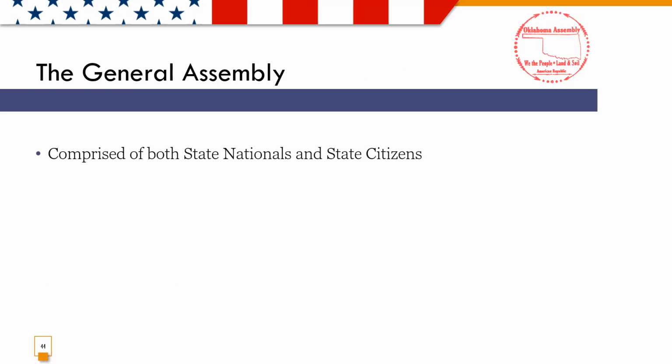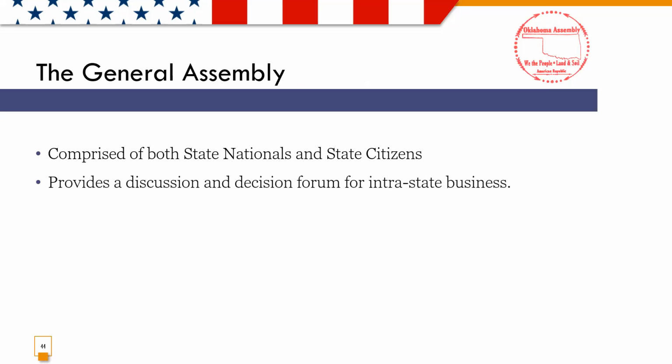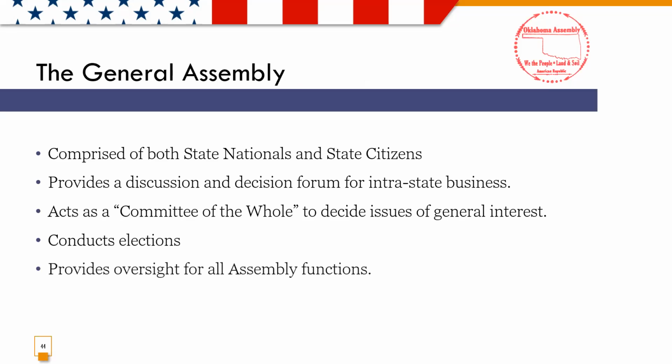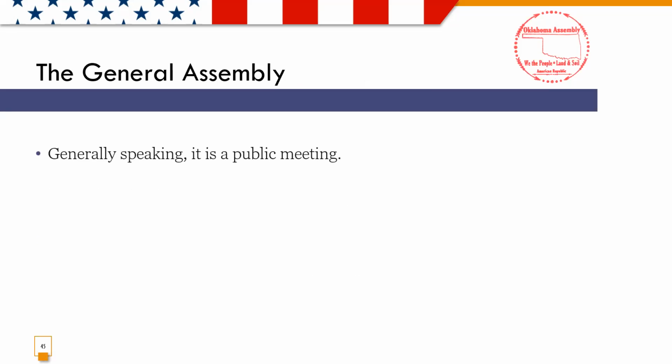So the General Assembly is comprised of both state nationals and state citizens. It provides a discussion and decision forum for interstate business, acts as a committee of the whole to decide issues of general interest, conducts elections, and provides oversight for all assembly functions. So generally speaking, it's a public meeting.